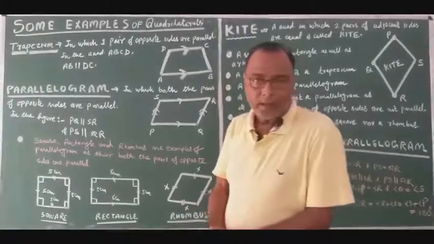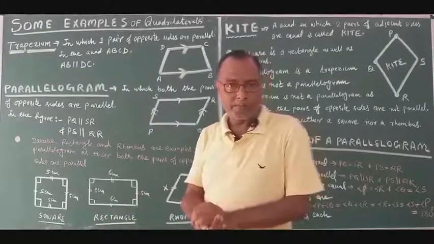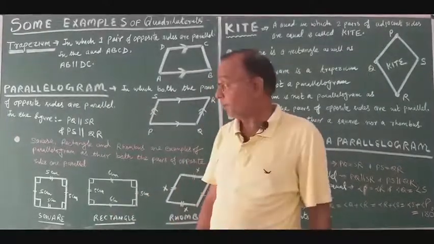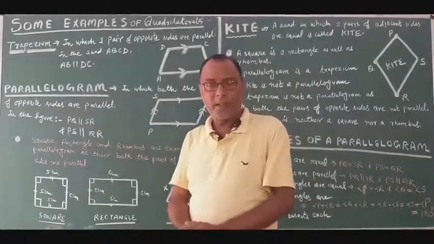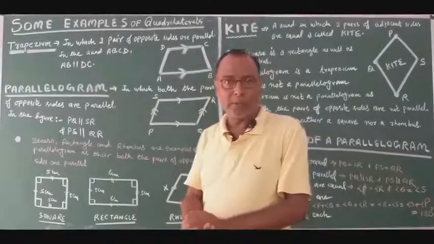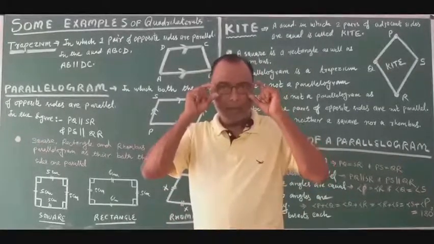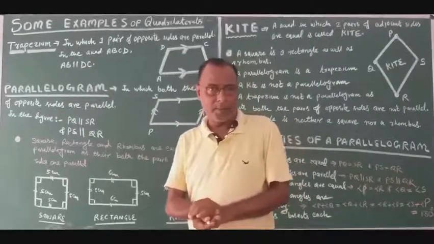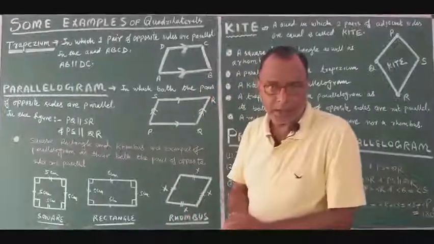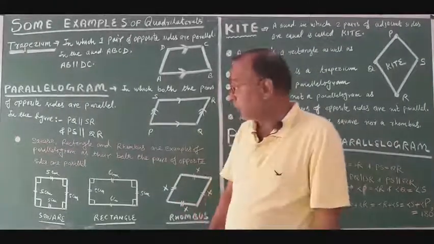Now the next example is parallelogram. A quadrilateral in which both pairs of opposite sides are parallel is known as a parallelogram. Just look here.